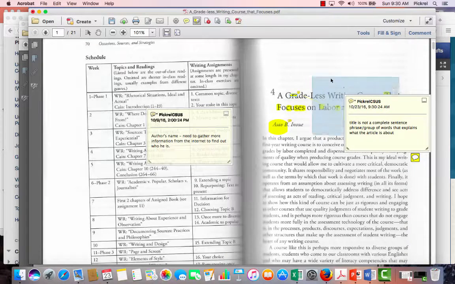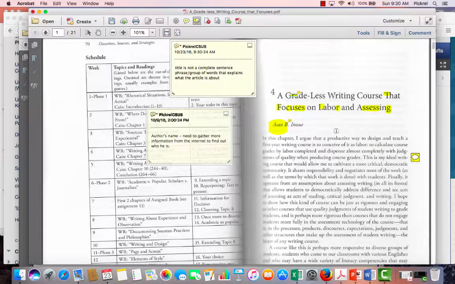And so that way, anybody that sees the title may think, oh, that is of particular interest to me. We've got keywords, labor and assessing, that also make up the title, so that gives the readers more information before they begin.